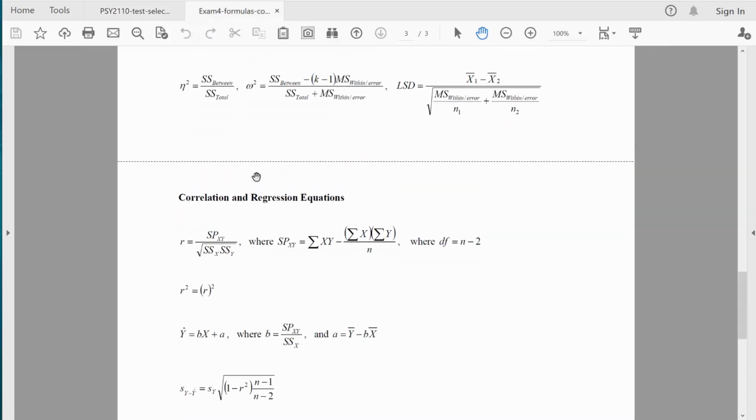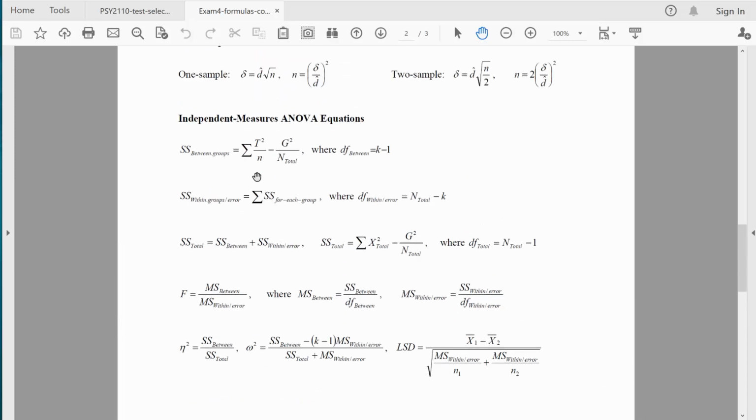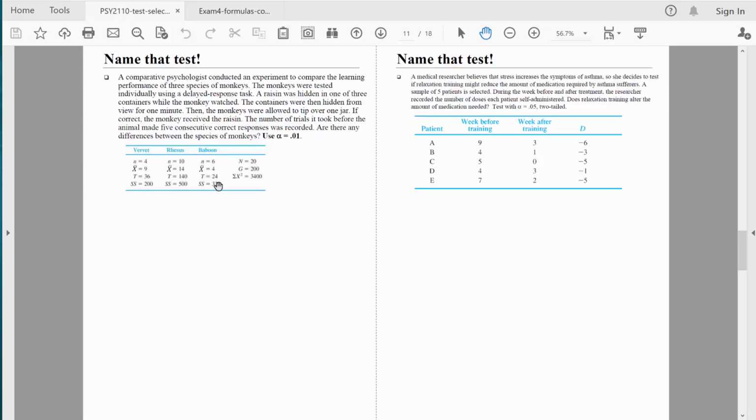So I'm going to go ahead and scroll up a little bit. Here are my formulas for the one-way ANOVA. I need t-values, g-values, small n, big N. I need sum of squares for each group. I have all that information right here in this example. It fits. If it fits, the one-way ANOVA must be the most appropriate test.